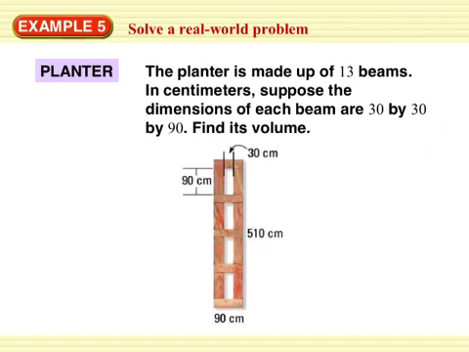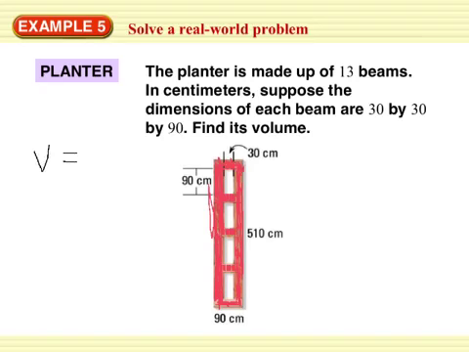Okay, the planter is made up of 13 beams. In centimeters, suppose the dimensions of each beam are 30 by 30 by 90. Find its volume. The easiest way to do this one is to find the volume of the entire shape, from the outside, the whole thing. So find the whole volume, and then take away the blank spots. Does that make sense? So I'm going to find the volume of the entire piece, the full length times width times height, what I'm coloring in. I'm going to find the whole volume, and then I'm going to cut out the volume of the missing pieces. Okay, so let's try that.